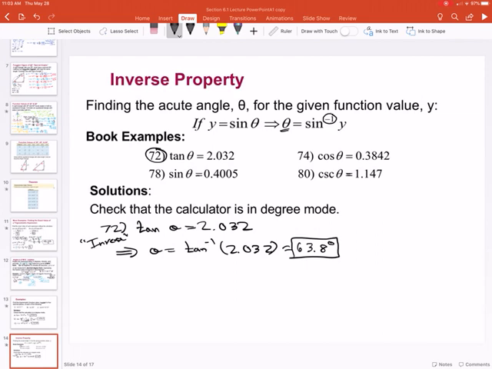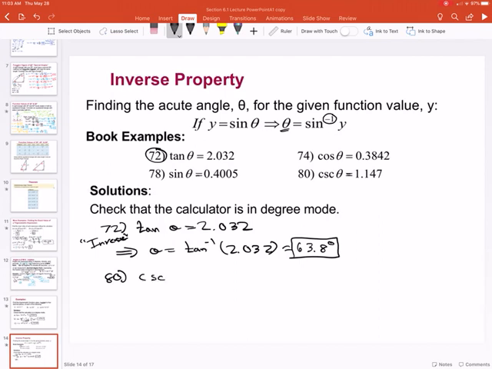Again, acute angle, an angle between 0 and 90, but again, finding that using the inverse operation. All right, let's do another one. Let's take another example. Go down here. I like example 80. Let's do 80 together.